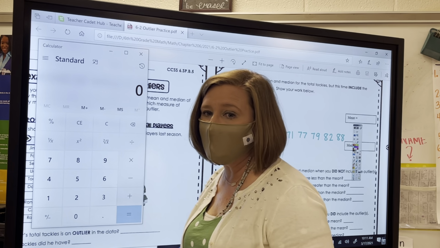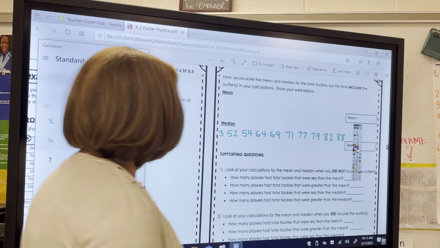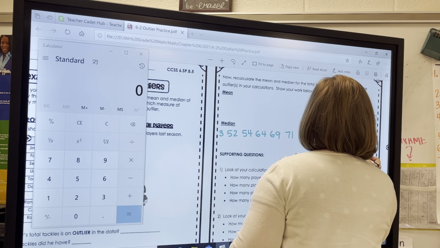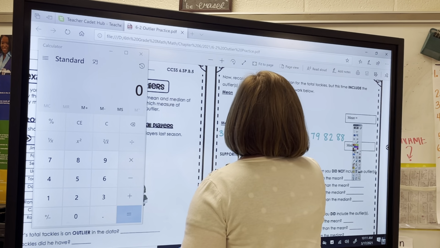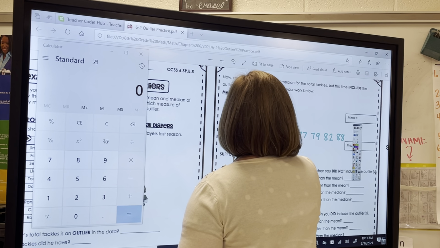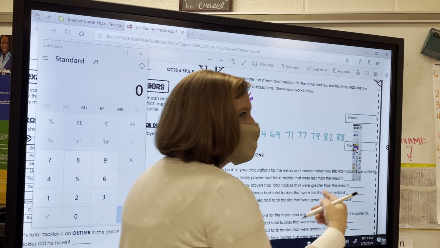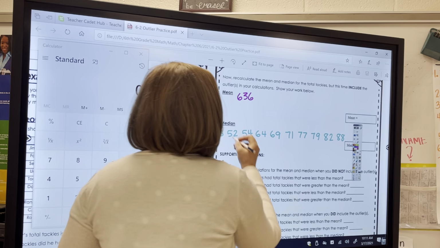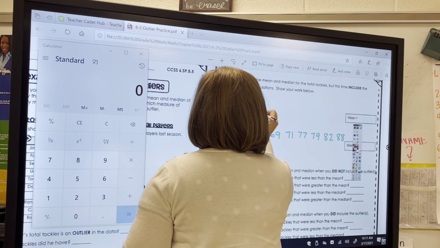All right, to figure out the mean, what do we have to do? What was our sum without the outlier? It was 636. And what are we adding to 636? 3. So what's our new sum going to be?